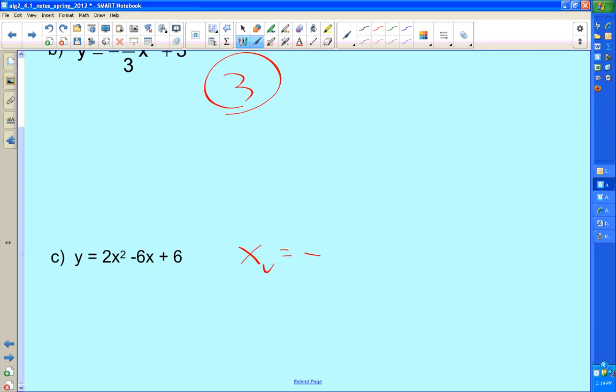The opposite of negative 6 over 2 times 2. So we end up with 3 over 2. How do we find the maximum value of the function? Plug it in. It's the y value of the vertex. So we're going to take the x, and we're going to plug in 3 over 2.